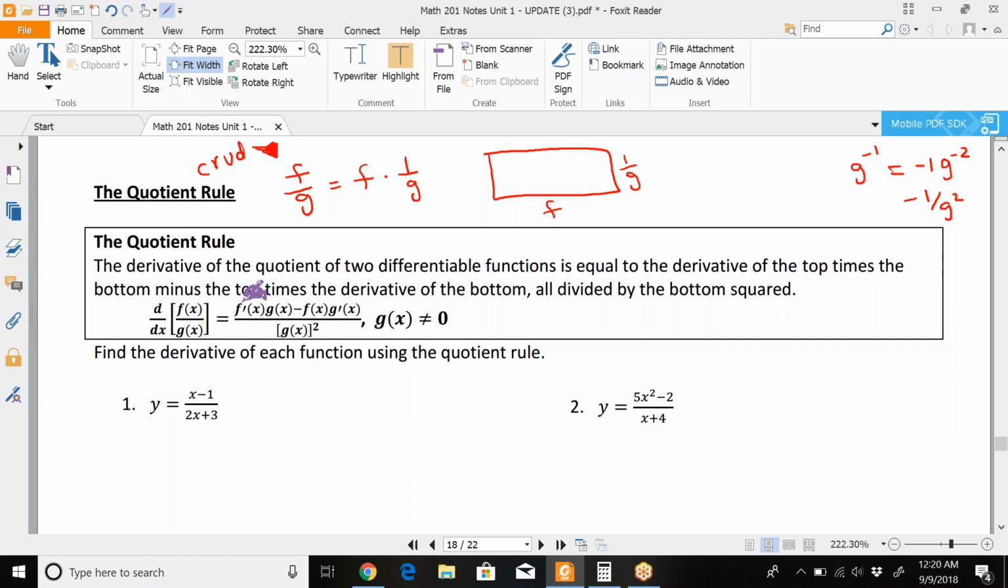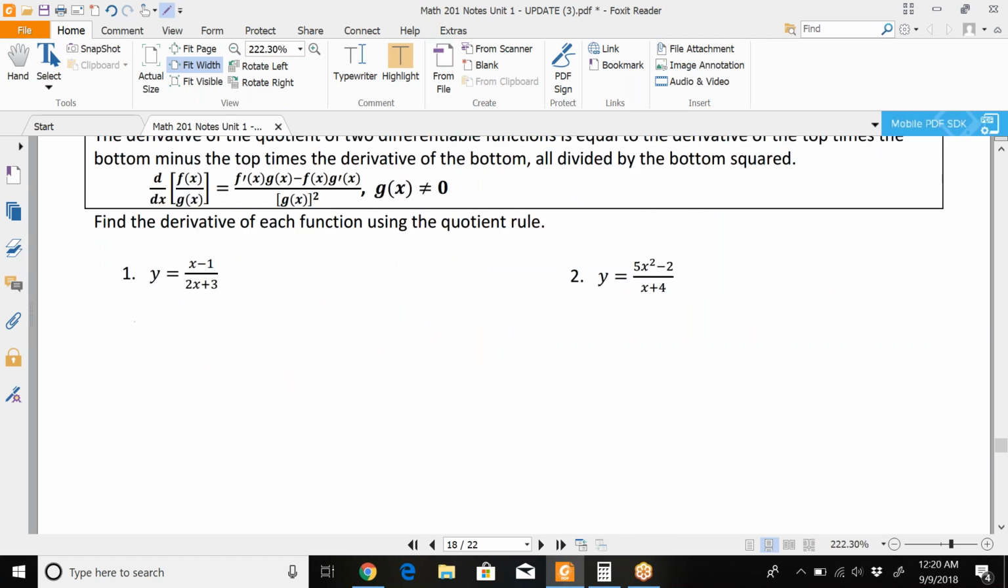There's like a little high d low and then low d high, something about all over the low squared. I'll tell you what that is in class. There's a little mnemonic device you can use to memorize this. I learned it in calculus and then I forgot it. But if it helps you, I'll give you guys that in class, but this is pretty much the formula.